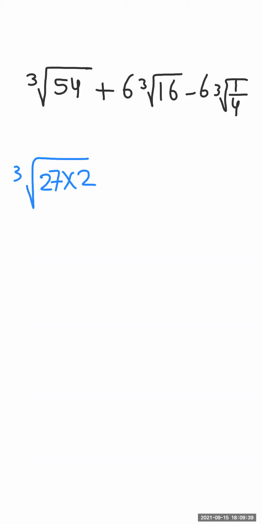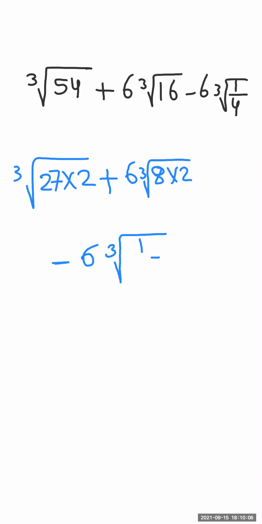Okay, then plus 6 cubic root of 16. We said that the cubic root of 16 means 8 times 2. Why 8 times 2, not 4 times 4? Because 8 has a cubic root, but 4 does not. Correct? Then minus 6 cubic root of 1 over 4.